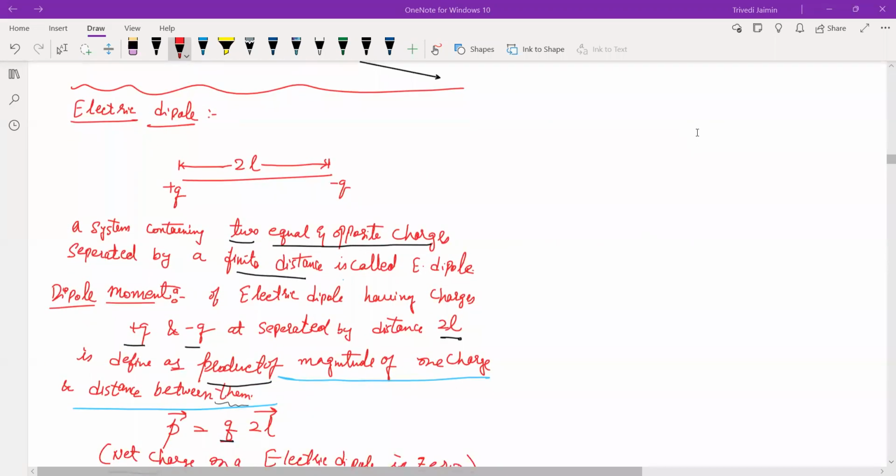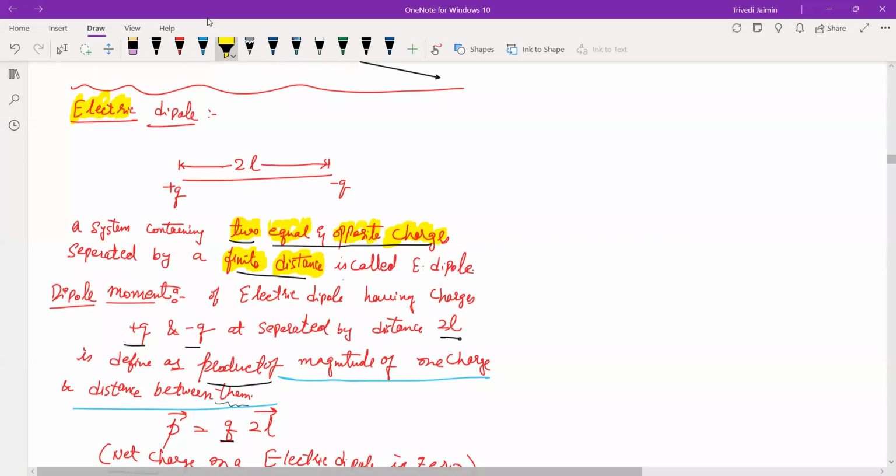Here comes our next topic, that is electric dipole. Now dipole means what? Equal and opposite charges. Two equal and opposite charges separated by a finite distance make a dipole. Here it is an electric dipole.